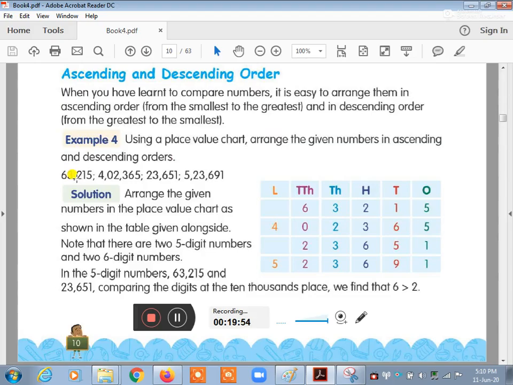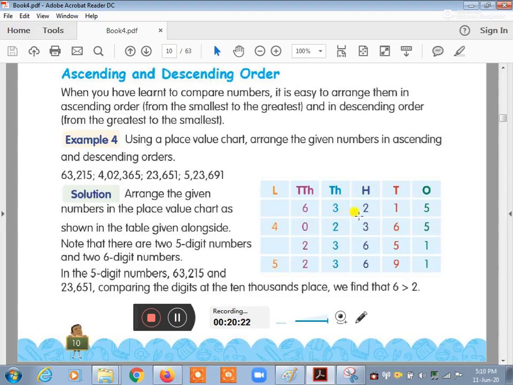So here 63,215, here 4,02,000, 2365, and the next number is 23,651, and the next number is 5,23,691. And here they have given the place value chart. From this place value chart we have to place all the values in the place value chart.